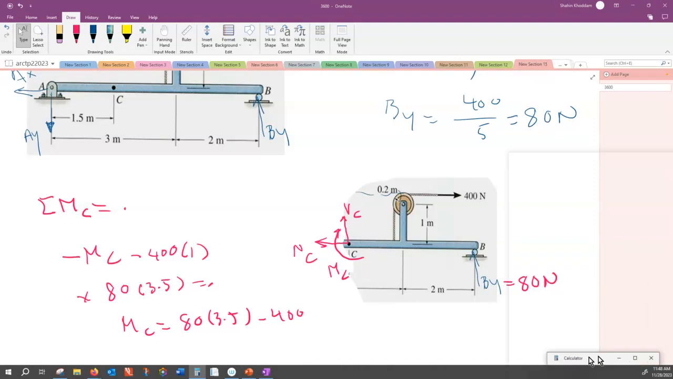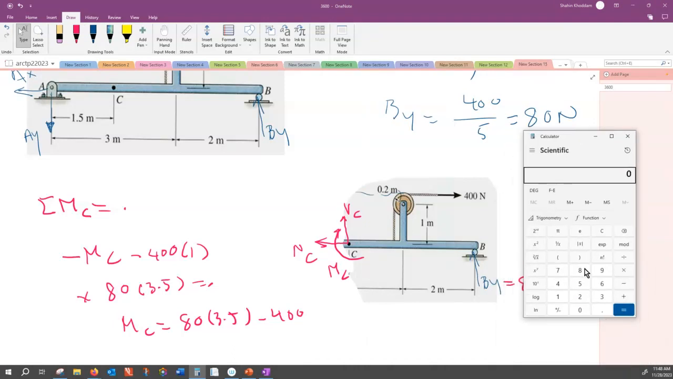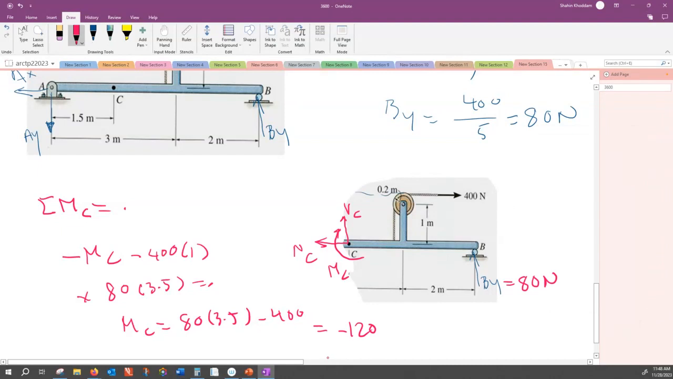So this is important. The interpretation is important. 80 times 3.5. Negative 1. Yes, minus 400. That is negative 1,400, right? No, you were... Oh, yeah. Yeah, I made a mistake. Sorry, let's do it again. That's negative 120. Negative 120, is it? Yep.